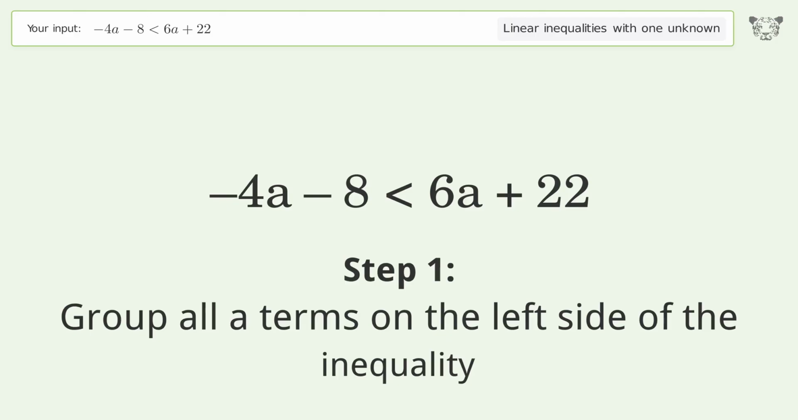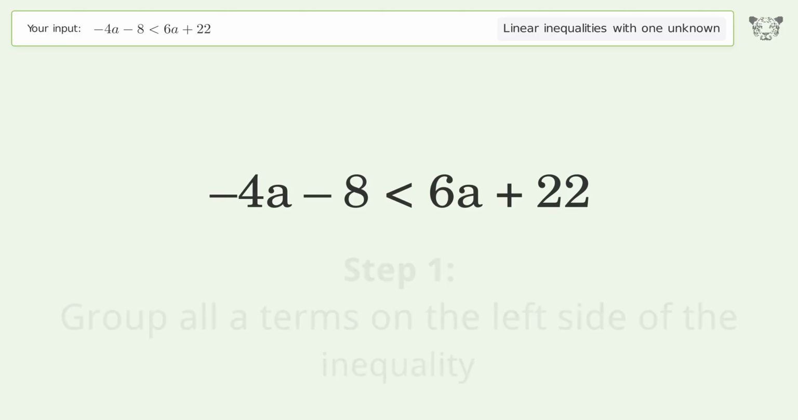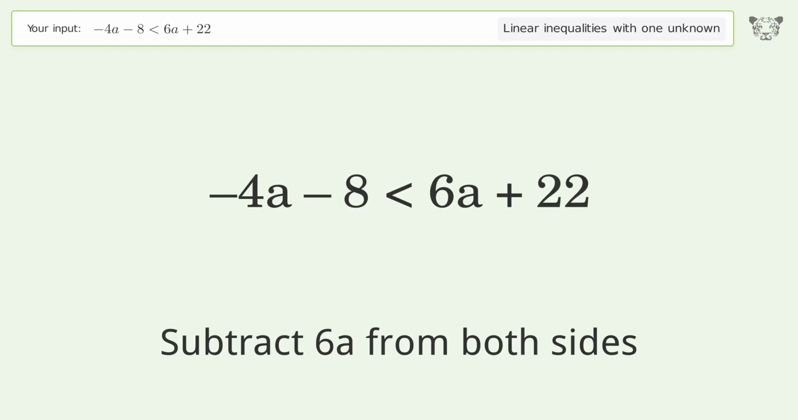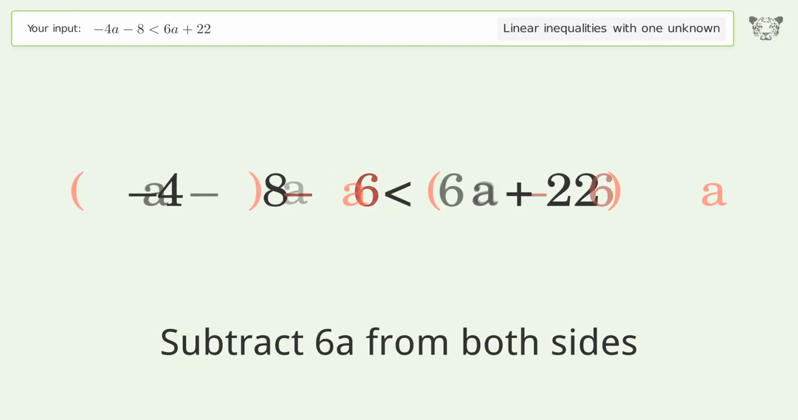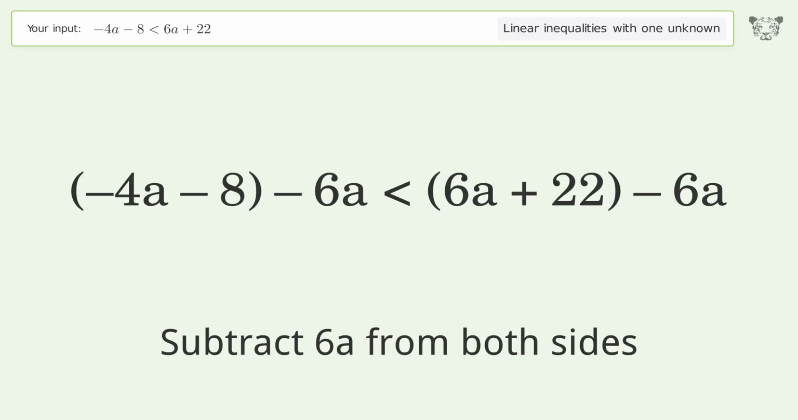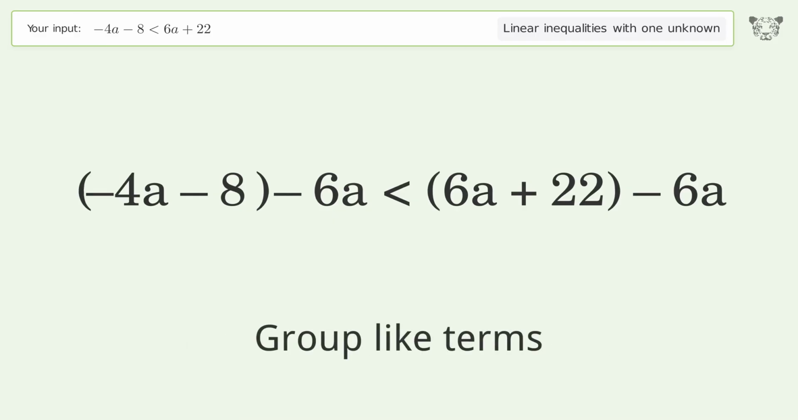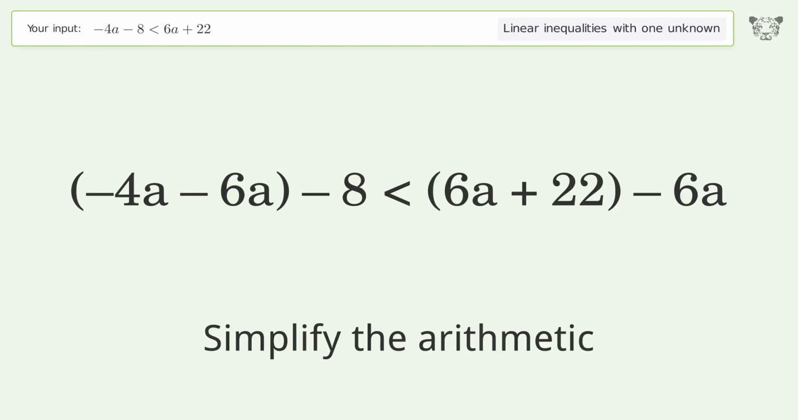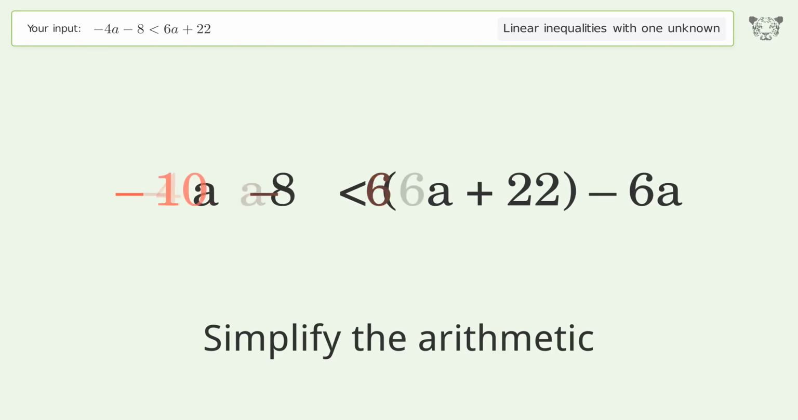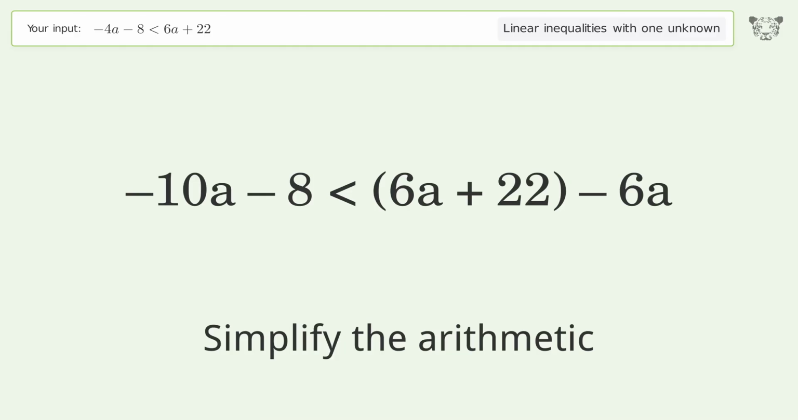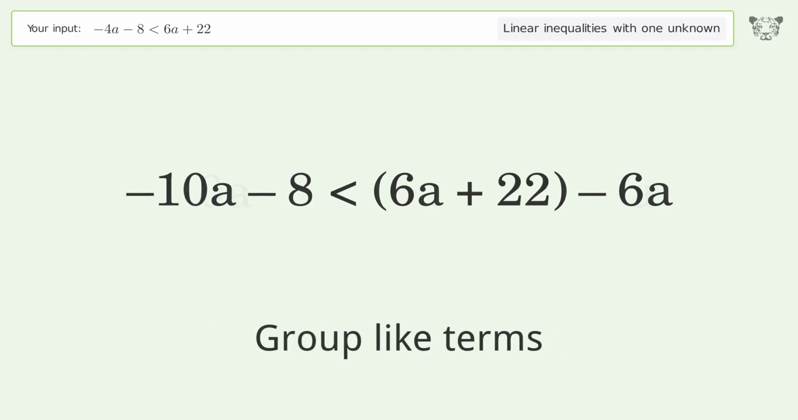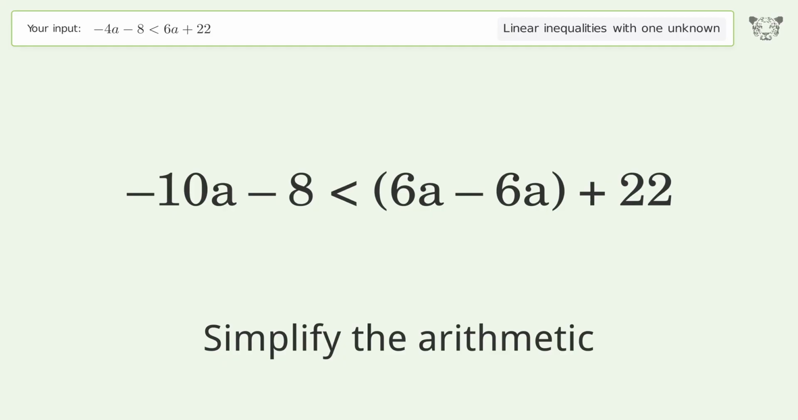Group all a terms on the left side of the inequality. Subtract 6a from both sides. Group like terms. Simplify the arithmetic. Group like terms. Simplify the arithmetic.